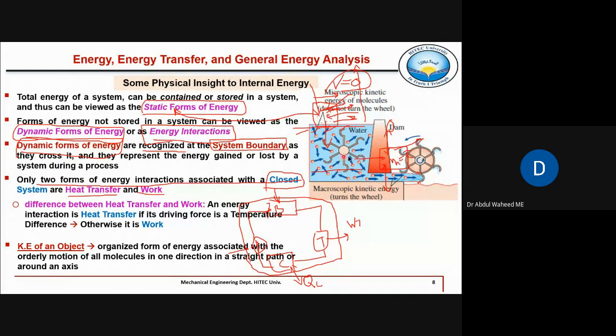Here it was random, right? So in general we use the term kinetic energy for macroscopic movement of any substance. The kinetic energy at molecular level is known as internal energy, not kinetic. We do not use the term kinetic energy for molecular motion. Whenever all these molecules are moving in one particular direction, only then we can extract some useful output, and that is known as macroscopic kinetic energy, which will make this wheel rotate, not this wheel.